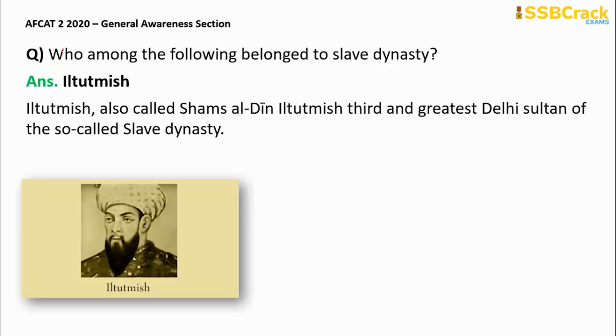So the correct answer for this is Iltutmish. Iltutmish is also known as Shams al-Din. He was the third greatest Delhi Sultan of the so-called slave dynasty. There were some options in this question, and the correct option was Iltutmish. He was from the slave dynasty.